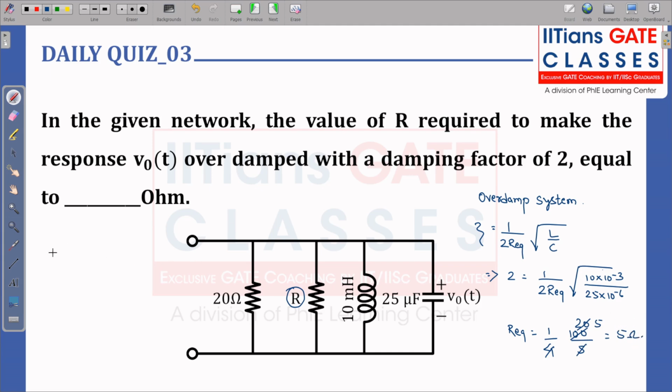Now R equivalent is basically the parallel combination of 20 and R. So 20 into R divided by 20 plus R is equal to 5.